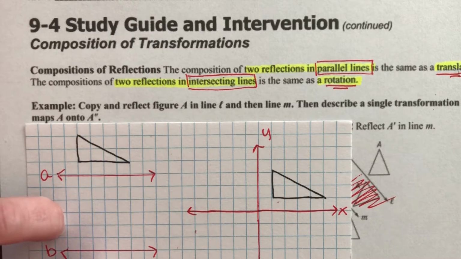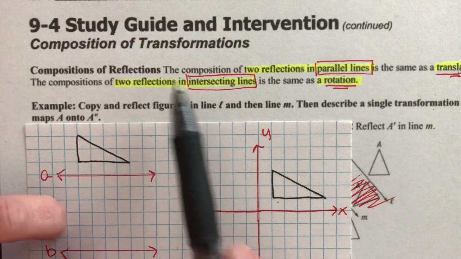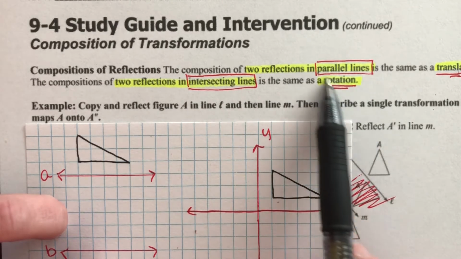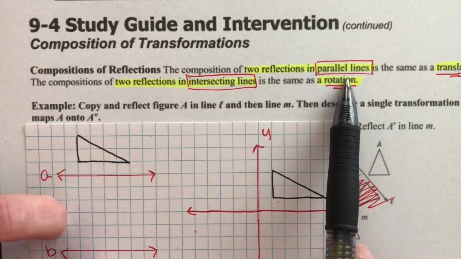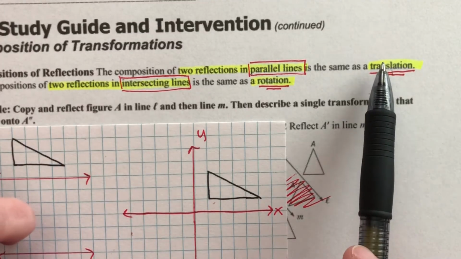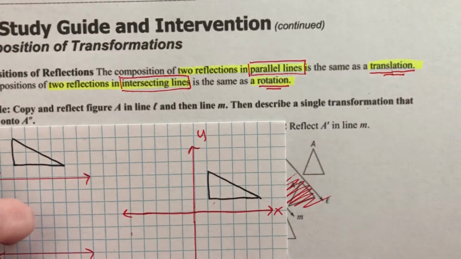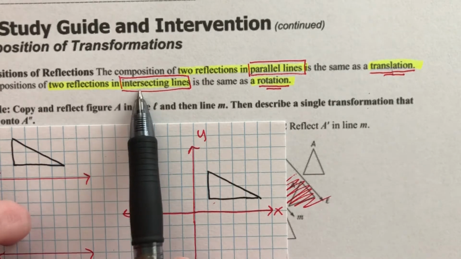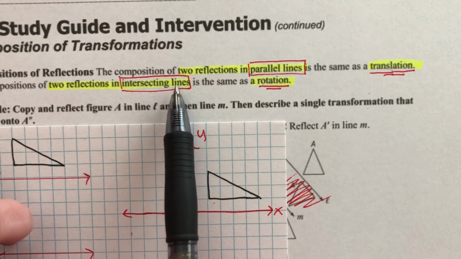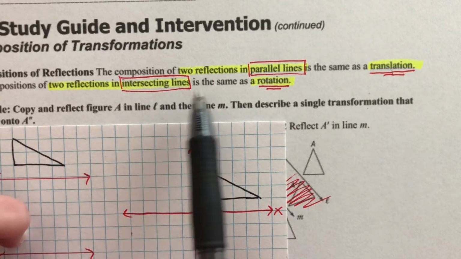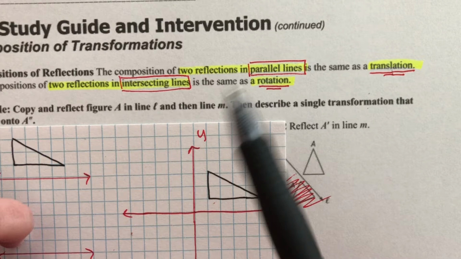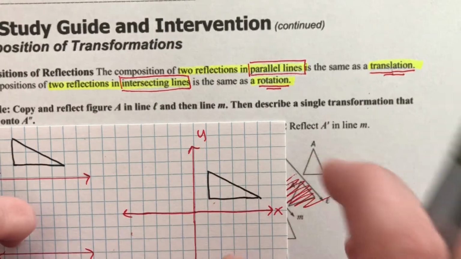Now we're going to talk about when you have two reflections in a row, right? So you flip the shape over once and then you flip it over again, so it's twice reflected now. And the rule is if you're reflecting them over parallel lines, those two reflections over parallel lines is the same thing as a translation. So whether you reflect it twice or you just slide it, it does the same thing to the shape. If you reflect them over intersecting lines, meaning the lines aren't parallel now, they cross each other, then it's the same thing as a rotation. So you can reflect it twice or you can just twist it, right?